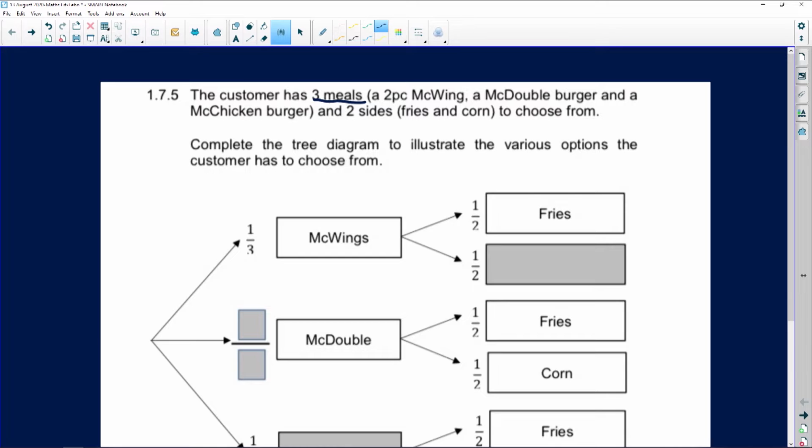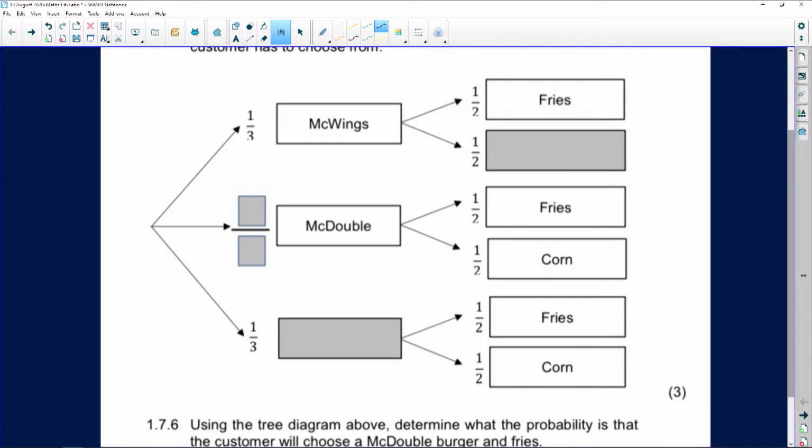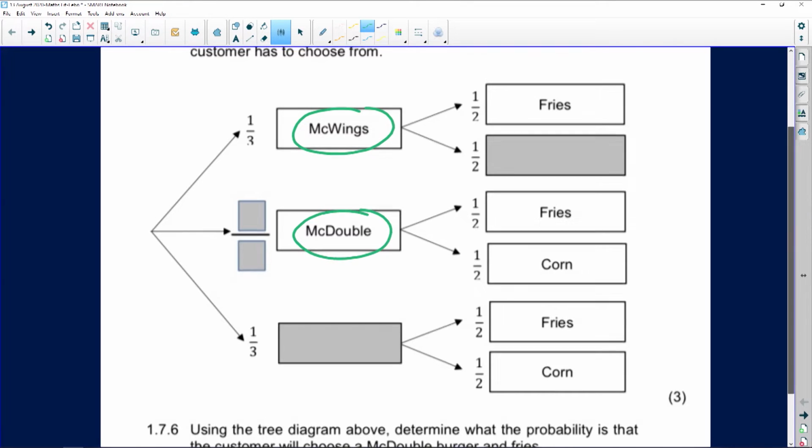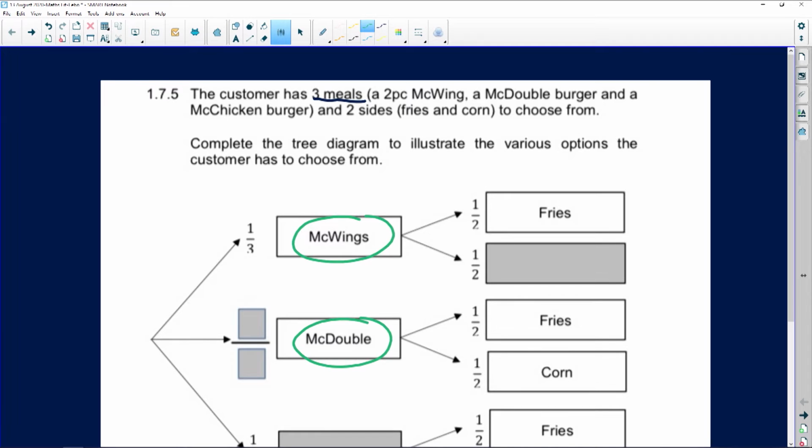And the meals that this person is dealing with are a 2-piece McWing, a McDouble burger, and a McChicken burger. So those are the 3 things we are dealing with. And if you go down here, you can see exactly what it is that they are talking about. So we've got our McWings, which is the first option. We've got the McDouble, which is the second option, and then the third option has not been put in. There's a reason why it has not been put in, okay? The third option is a McChicken burger. We've got that McChicken burger there, and then we've got the side happening.